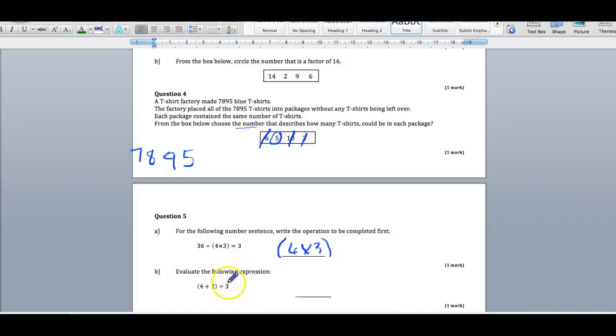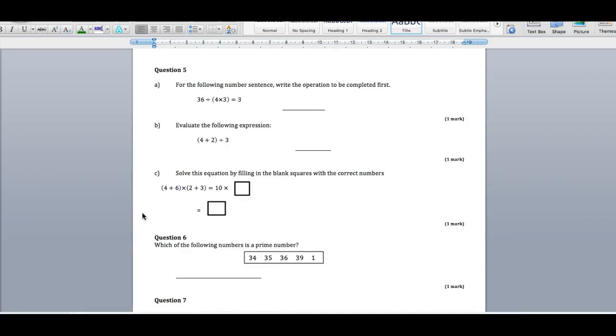Evaluate the following expression. So we do the brackets first. 4 plus 2 is 6, so 6 divided by 3 gives you 2. All right, let's move on.